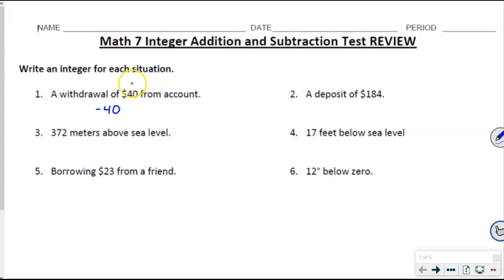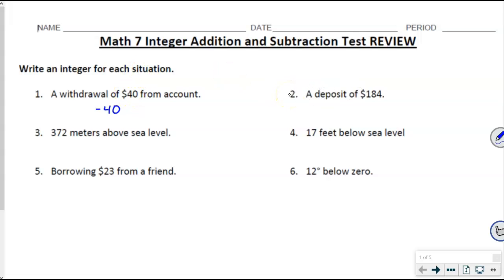Notice what's happening here. Am I using a dollar sign? No. Because if I use a dollar sign, that's math practice too. That makes it quantitative. When I want an integer, that means I'm abstracting it. I only want an integer, only a number, no units of measure. What about number 2 then?